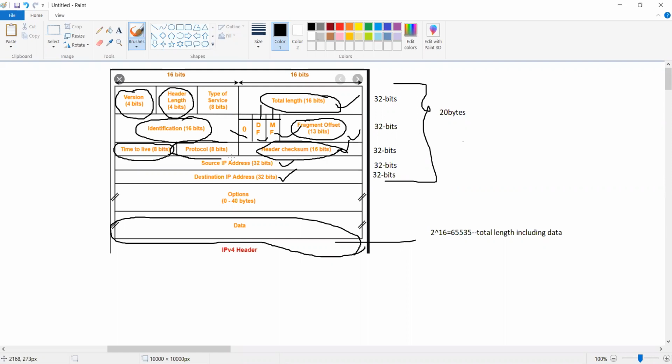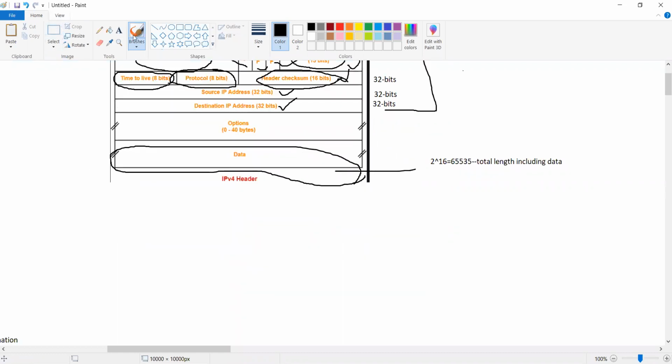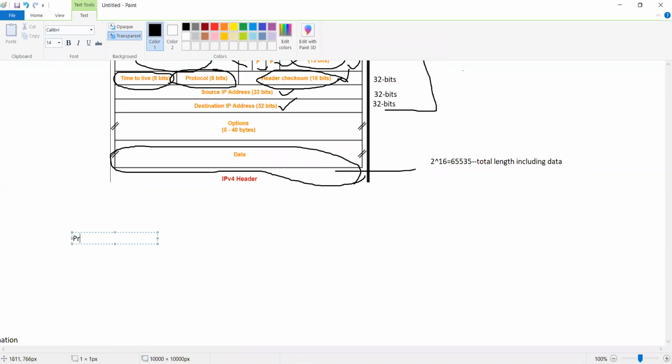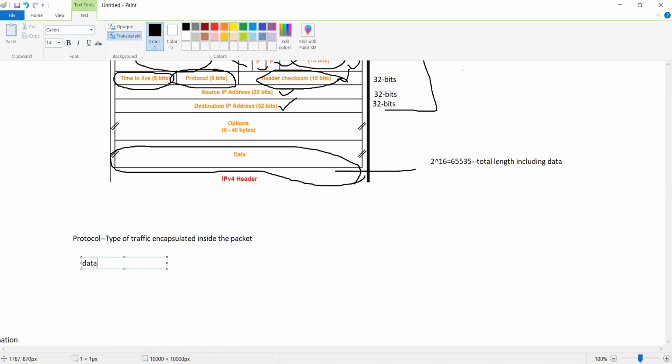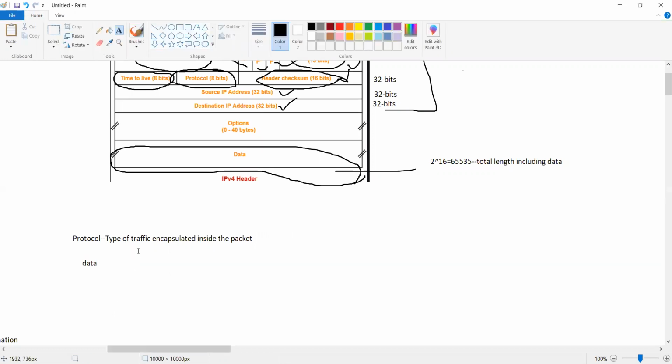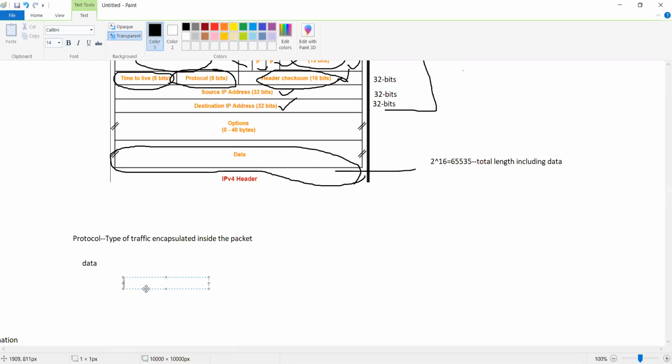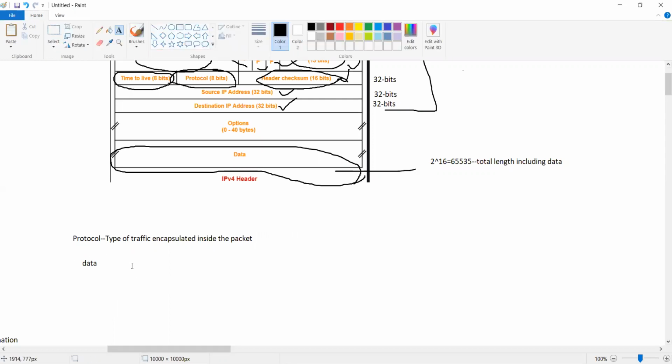We'll discuss what protocol is here, which is of 8 bits. Protocol means type of traffic, which means type of data. Technically, it is called traffic. Am I clear? What is the type of data from the upper layer that the network layer has got?